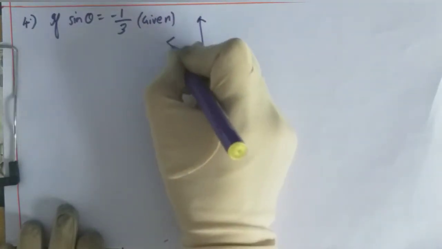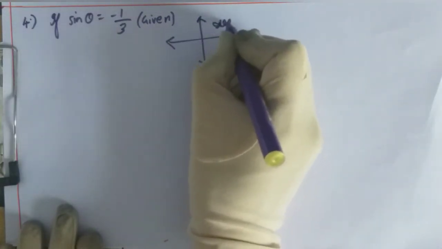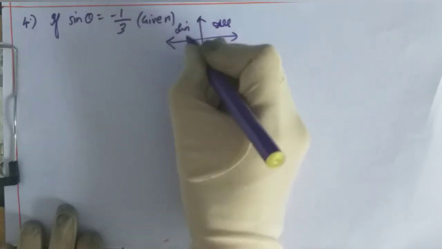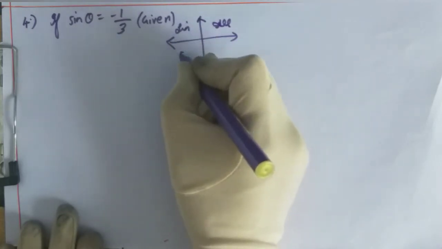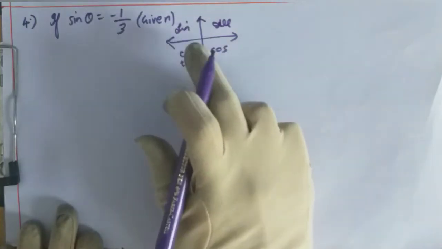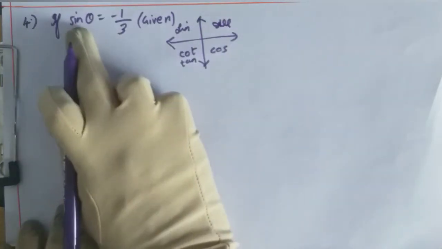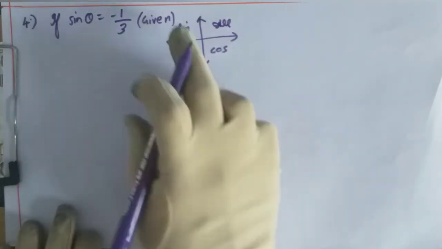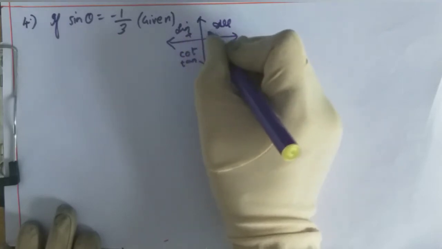Remember the quadrants. In the first quadrant all are positive, sine is positive in the second quadrant, tan and cot are positive in the third quadrant, and cos is positive in the fourth quadrant. I am writing the main angles. Leave cosecant and secant, because here we want sine. We are dealing with sine. So we know sine is positive in the first and second quadrant.